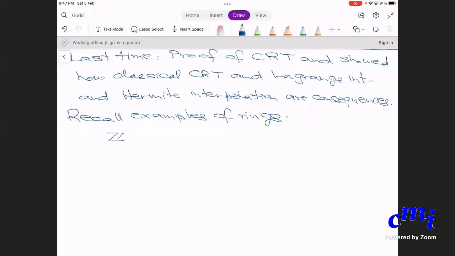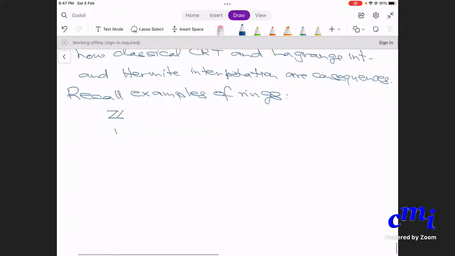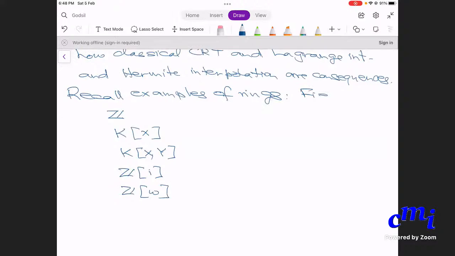Z is one, the ring of integers, and K[x], the polynomial ring in one variable over a field. These are two very important examples. Other than this, you could consider K[x,y], a polynomial ring in two variables over a field K. And in addition, we considered the rings Z[i] and Z[ω]. So these were the 5 examples of rings I gave, in addition to fields.